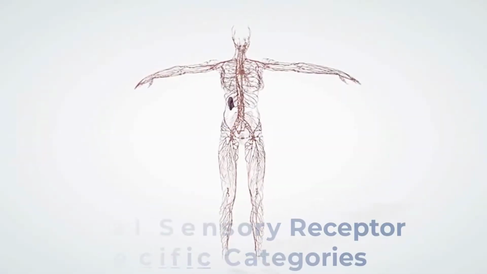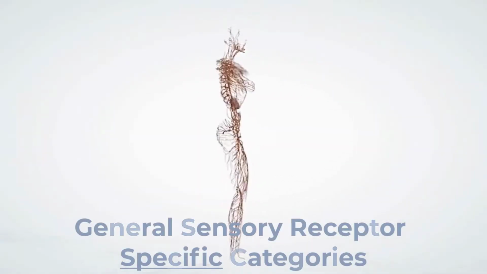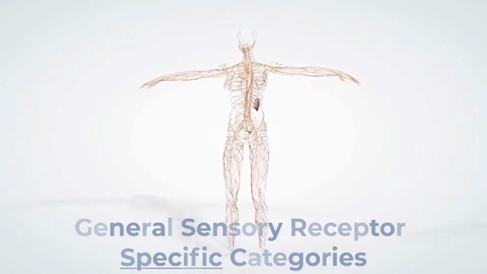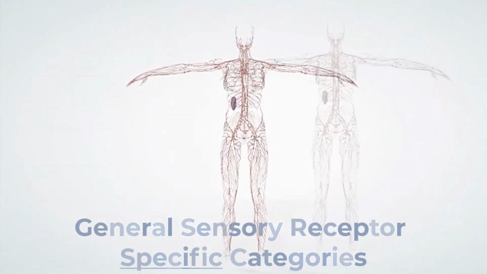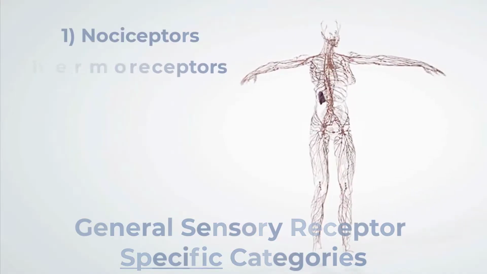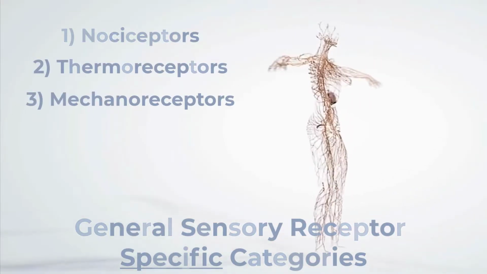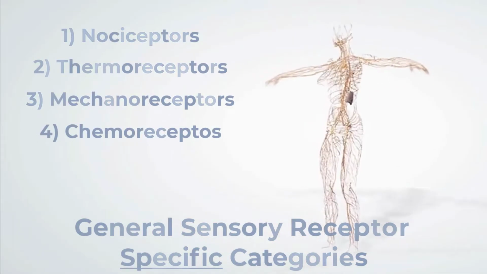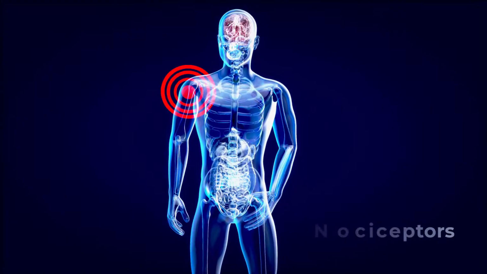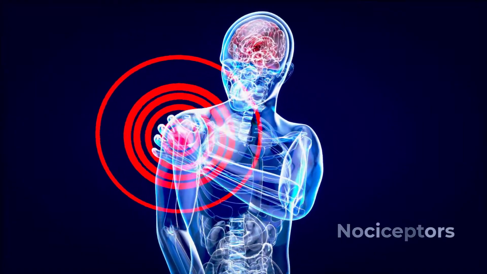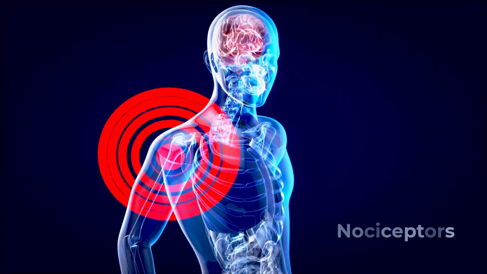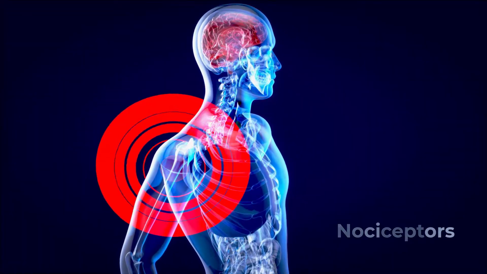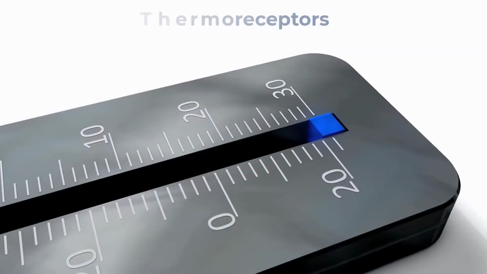A more detailed classification system using the nature of the stimulus detected divides general sensory receptors into four classes: nociceptors, thermoreceptors, mechanoreceptors, and chemoreceptors. Nociceptors respond to a variety of stimuli associated with tissue damage. Activation of these receptors causes the sensation of pain.